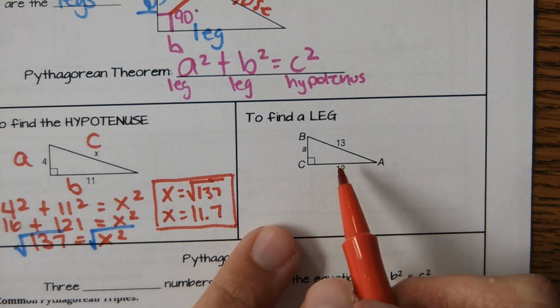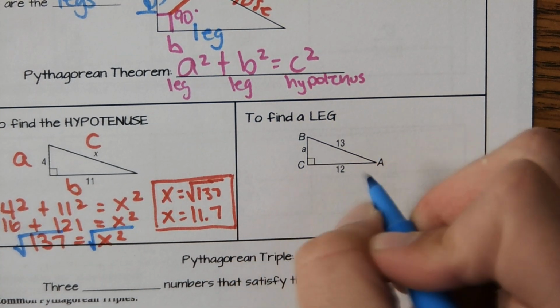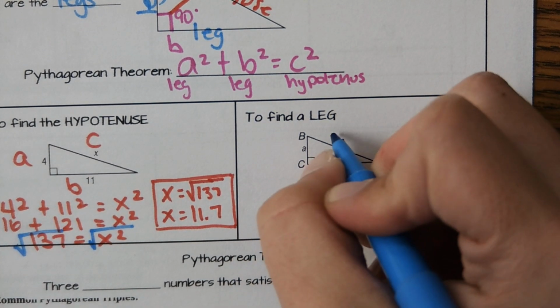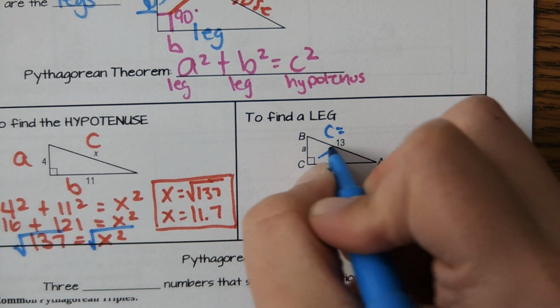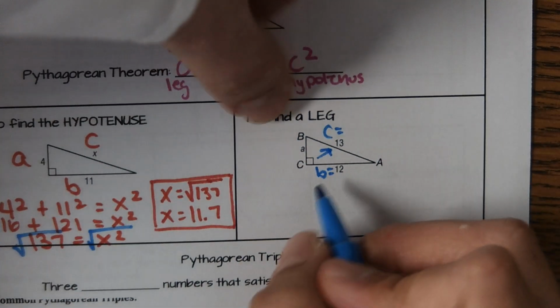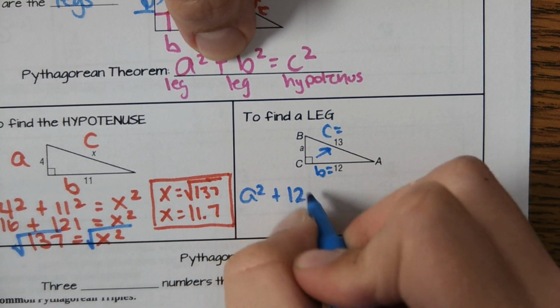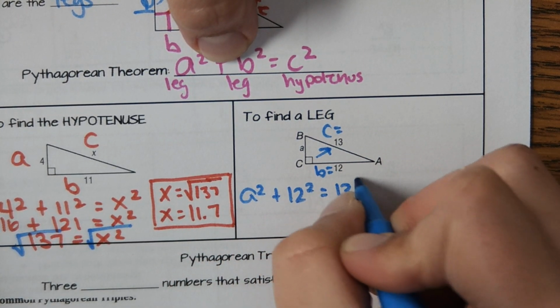Okay, then over here it says find a leg. So this is the other variation of the problem. So we have A that we're solving for, we're given B, and we're given C, the hypotenuse. The hypotenuse is always opposite that 90-degree angle. And then from here we'll set it up in this equation. So we get A squared plus 12 squared equals 13 squared.